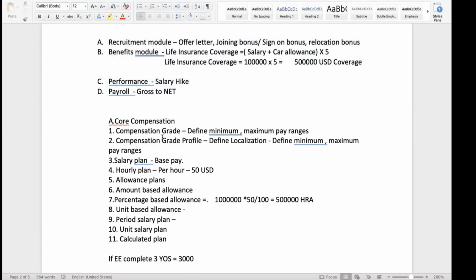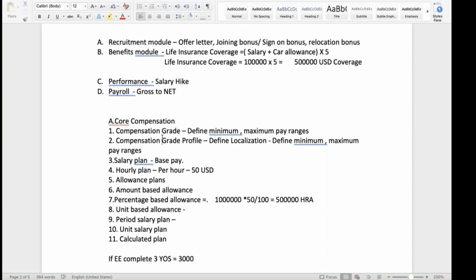Compensation grade is nothing but we can define minimum and maximum pay ranges. Minimum how much we can offer, maximum how much we can offer for this position or this employee. So these values will differ based on the compensation grade. Compensation grade profile is optional, not mandatory. What is the importance? How is it different from grade?